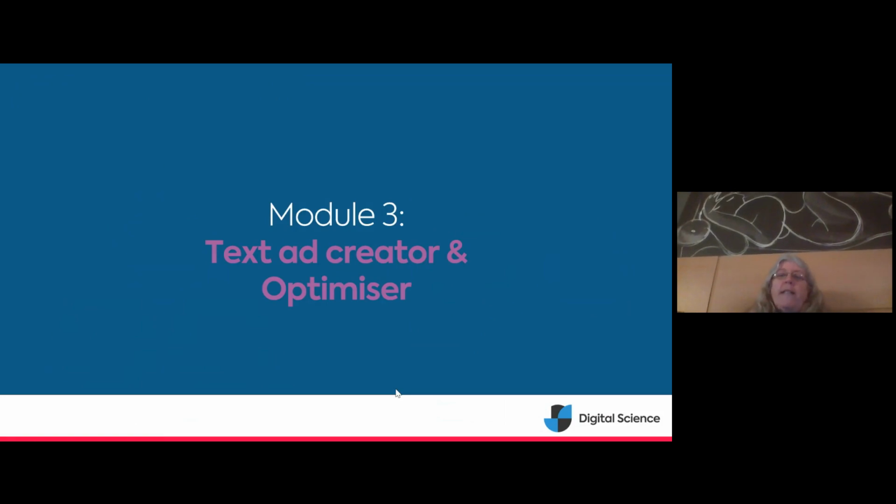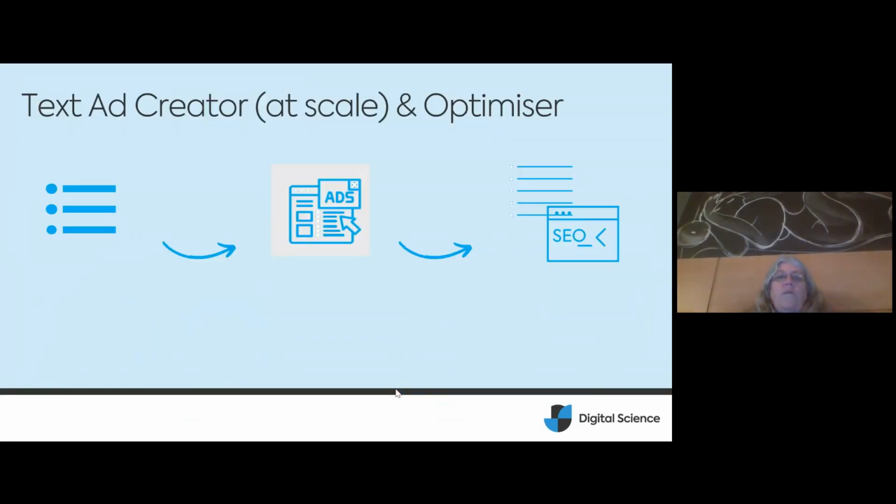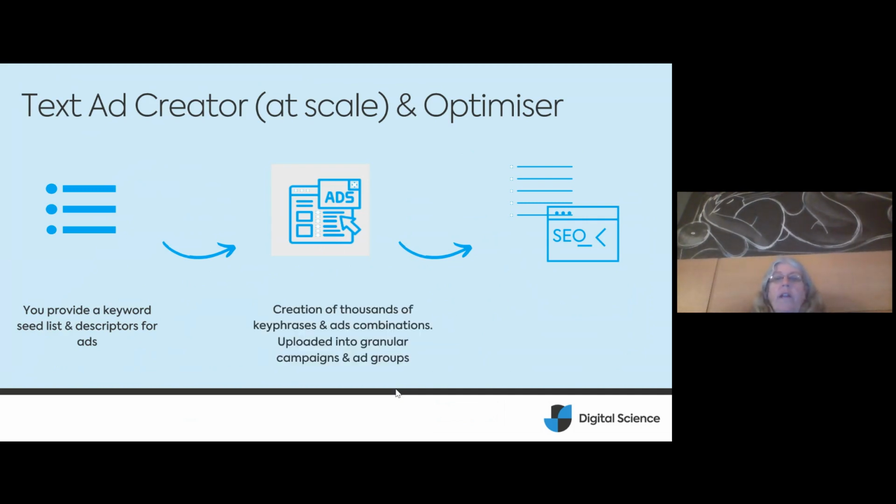Module 3 is the text ad creator and optimizer. So this is the one that I was talking about in a little bit more detail just a minute ago. This is where you get a seed list of keywords and descriptors. So this would be the manufacturers of the cars, the models of the cars, the ads that you want to match. And then basically we create thousands of combinations using scripted spreadsheets.